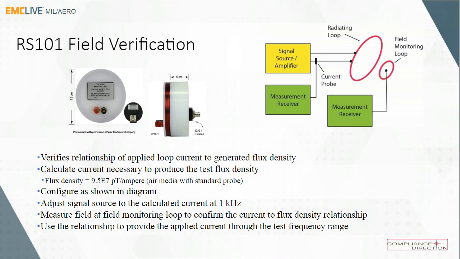These field monitoring loops and radiating loops are a fixed design, and they follow through. I have a diagram of how they're built, but that's the standard configuration. So when you're doing this validation, we're just seeing that the current and field match at 1 kilohertz, that's the field and the current match, and it indicates the relationship is in fact valid. And we use that relationship to calculate what current should be applied during the test at all the frequencies. We generate that table and have the signal generator be driven until we attain that current output.